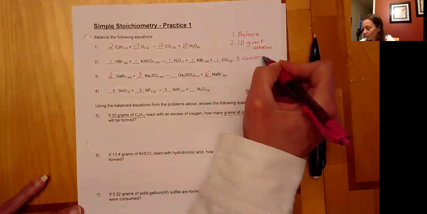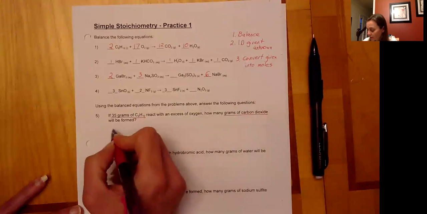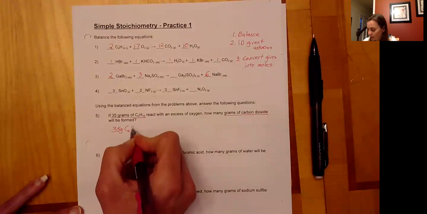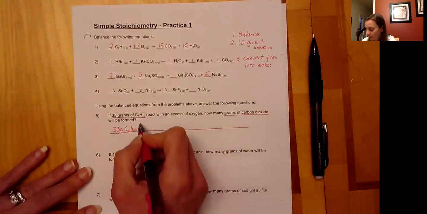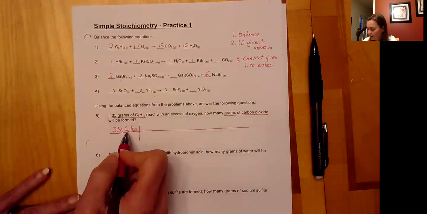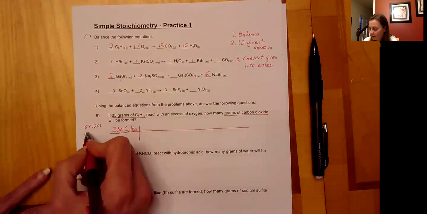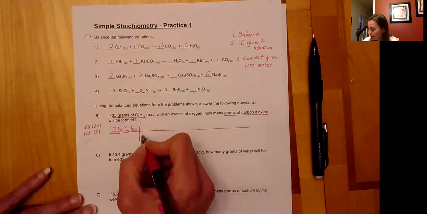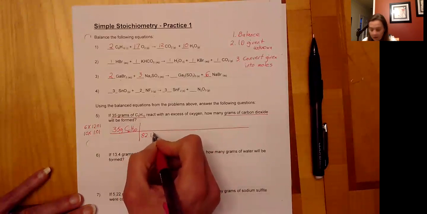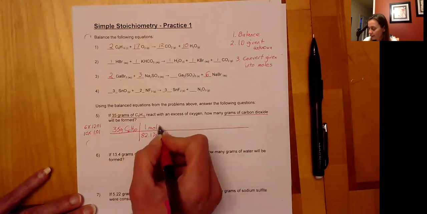So step 3 is to convert the given into moles. I am going to start with what I'm given, which is 35 grams of C6H10. Now I know I want to convert this into moles, and since I already have grams, I'm going to use molar mass to do that conversion. So I need to calculate the molar mass. It's going to be 6 times the mass of carbon, which is 12.01, plus 10 times the mass of hydrogen, which is 1.01. And we're going to have a mass of 82.17 grams of C6H10 in 1 mole of C6H10.